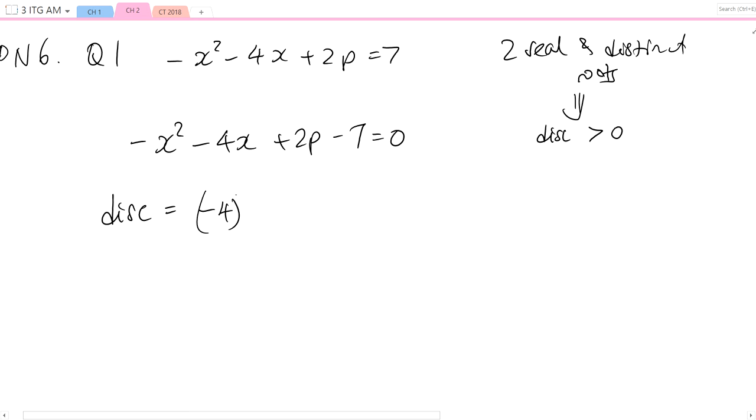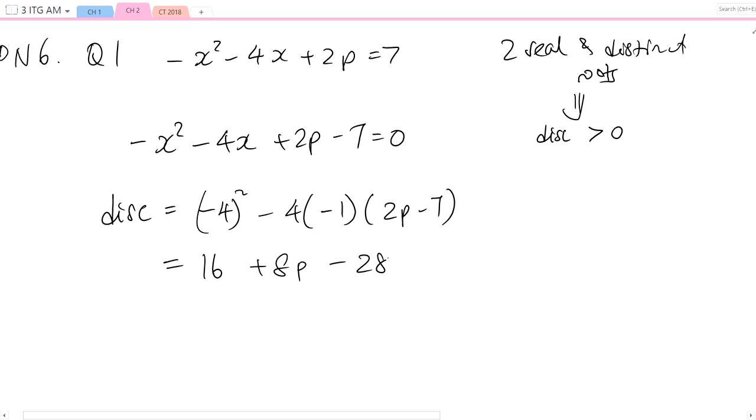What is b squared? Negative 4 squared. Take note, the brackets, very important. Please don't make careless mistakes by writing negative 4 squared without brackets. Then you'll get it wrong. Okay, so b squared minus 4a, 2p minus 7. Right, this is my discriminant. Let's see what we get. 16 plus 8p minus 28, which is 8p minus 12. Am I right?